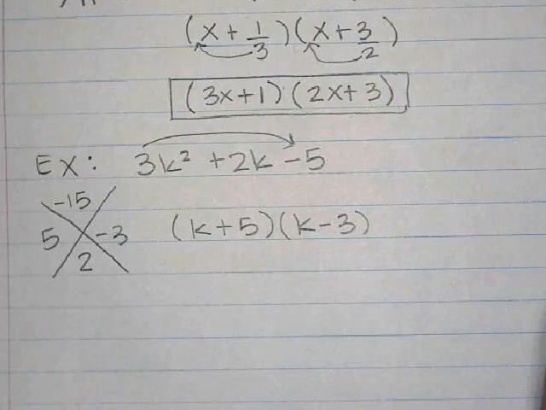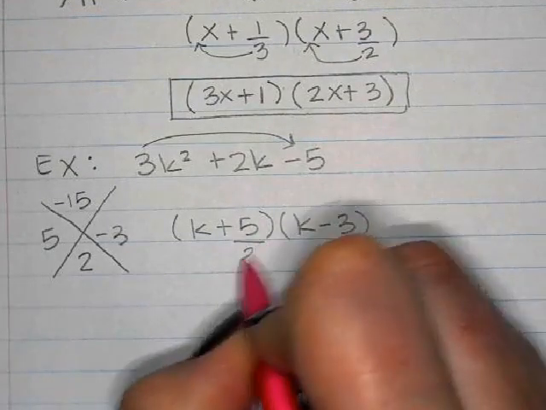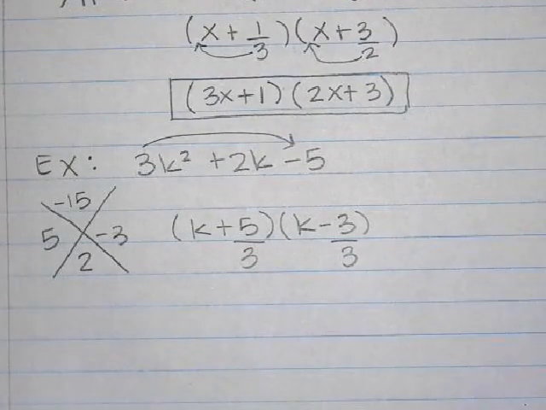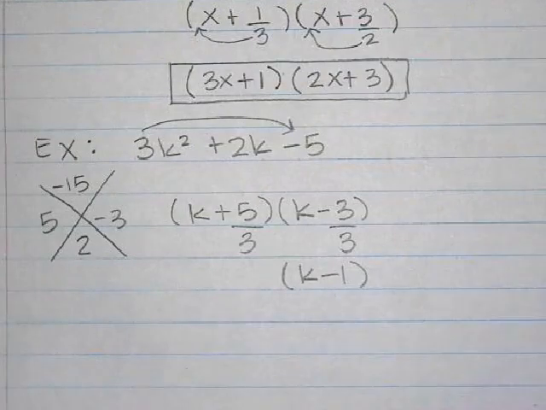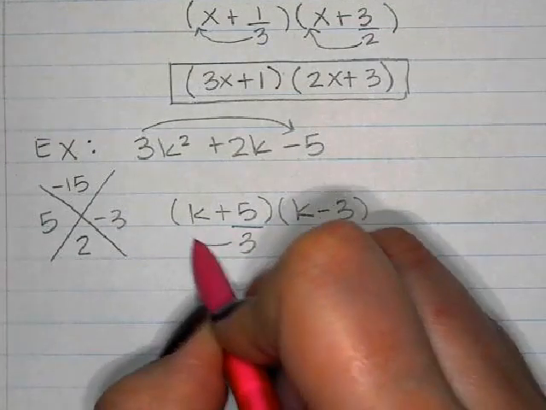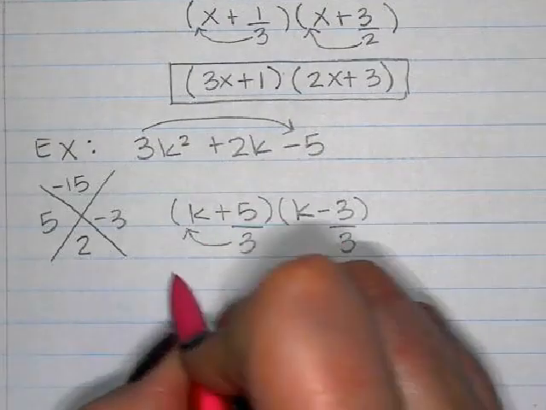And then what should I do? Divide by 3. Okay. So k minus 1. You're close. Plus 5. Okay. 3k plus 5.